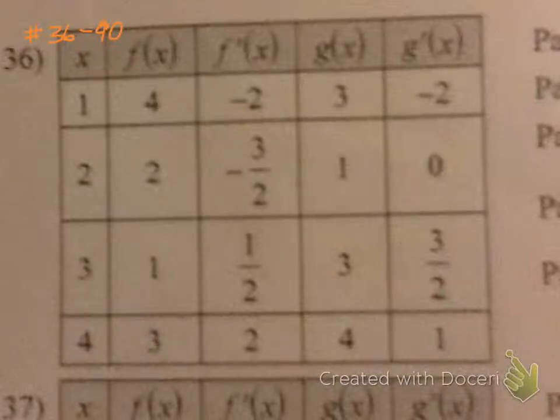All right, this is my last example. It's showing you how to read this particular table. And it says for these, this is for 36 through 40. It gives you a table for each one.